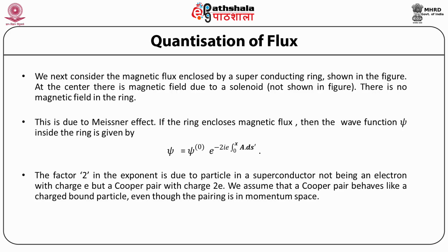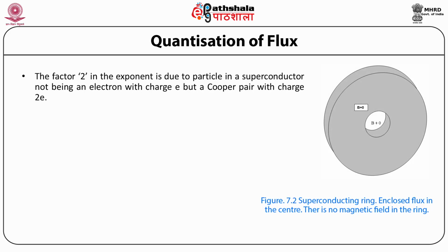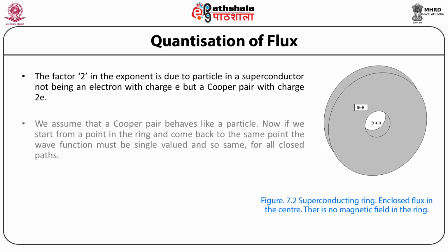The factor 2 in the exponent is due to the particle in a superconductor not being an electron with charge e, but a Cooper pair with charge 2e. We assume that a Cooper pair behaves like a charged bound particle, even though the pairing is in momentum space. Now, if we start from a point in the ring and come back to the same point, the wave function must be single valued, and so the same for all closed paths.